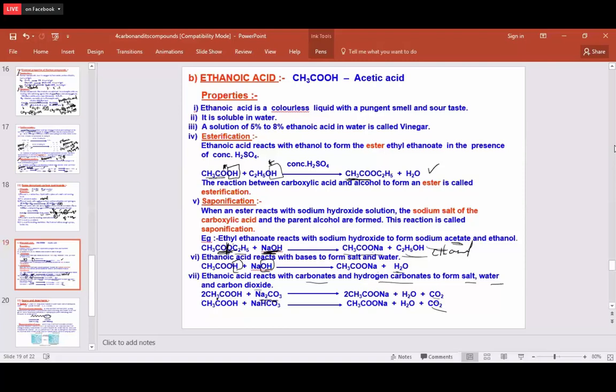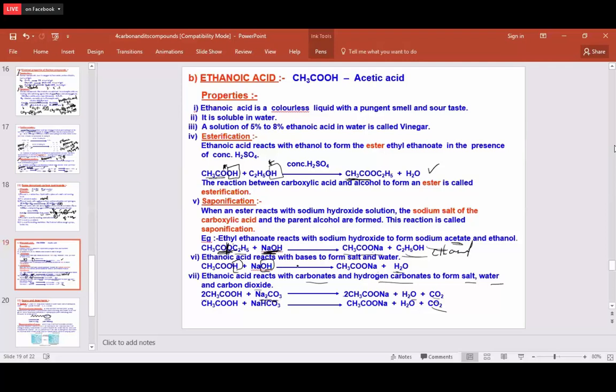So CH3COONa, so 2 here, also the 2, plus H2O, because one molecule of the acid will give one hydrogen. So here the two molecules are there, right? So it will give two hydrogen atoms and one more oxygen is left out over here, because out of CO3 we are getting a CO2 only. So one oxygen is left, that oxygen will combine with the H2 and forms the water. So again the product is sodium acetate plus water plus carbon dioxide.